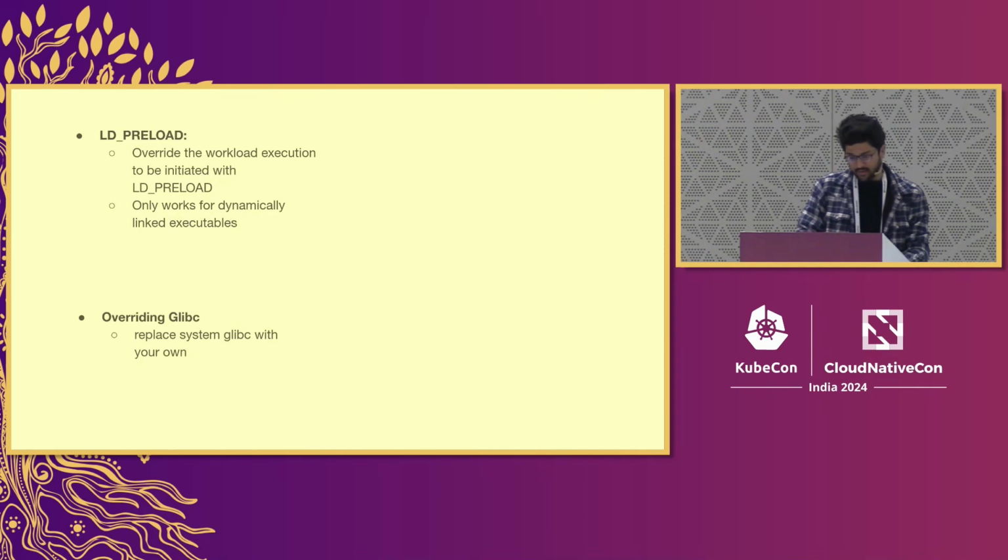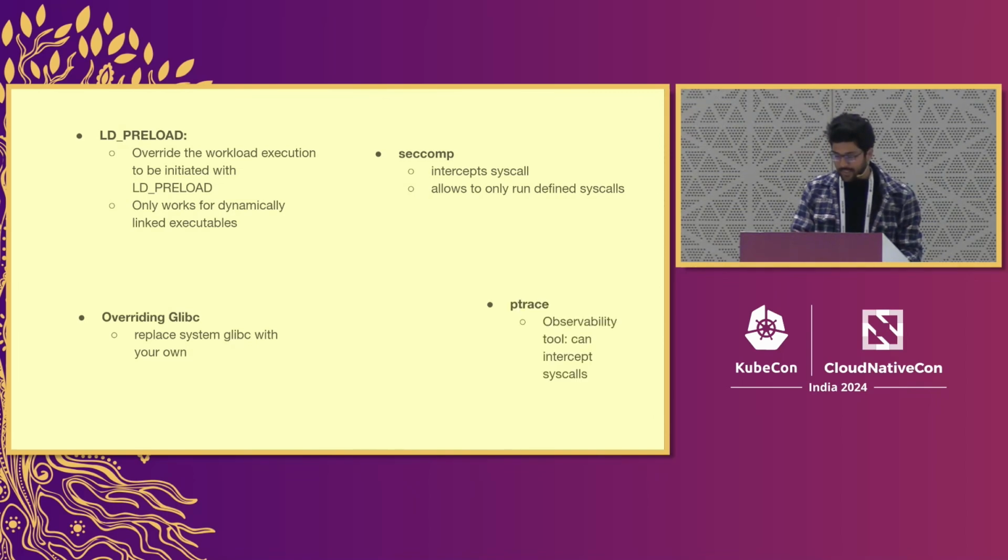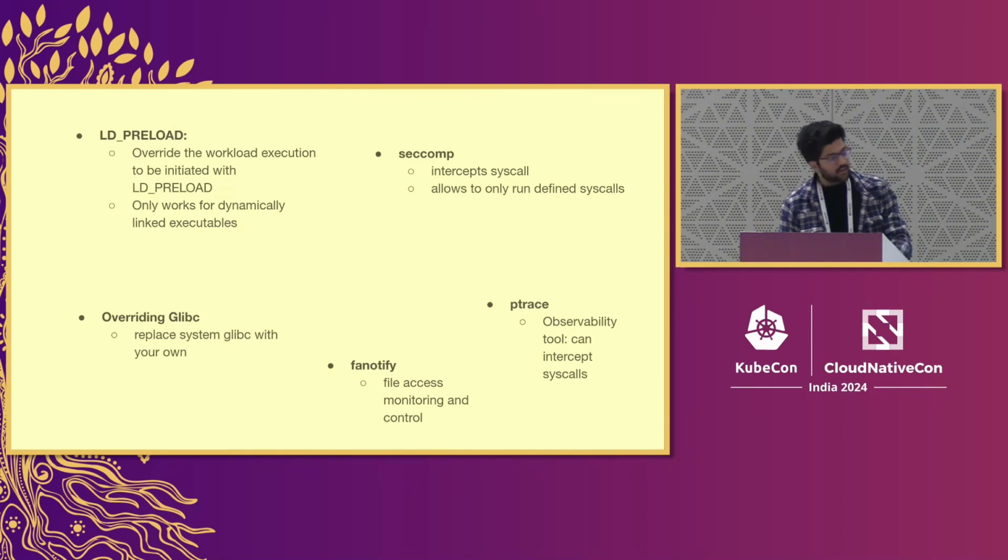We also have overriding glibc, which basically replaces the glibc library in Linux, and then you can change glibc according to your needs. We also have seccomp, which allows running only defined syscalls. Then we have ptrace, which is an observability tool and can intercept syscalls. And we also have fanotify, which is used for file access monitoring and control.